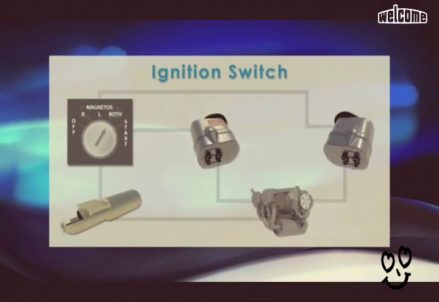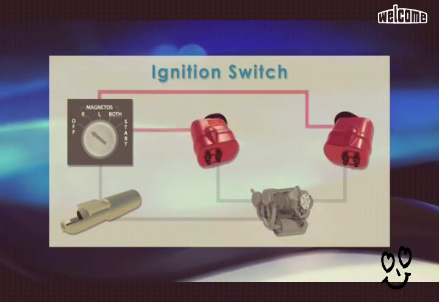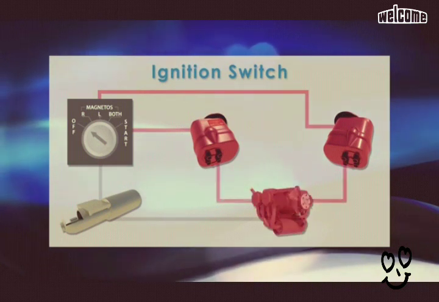The last component is the ignition switch, which is the pilot's way of controlling the magnetos. In most general aviation aircraft, the switch is labeled off, right, left, both, and start. If the switch was to be placed off, then the magnetos would not be able to power the spark plugs. Therefore, the engine would not be able to run, and it would turn off.